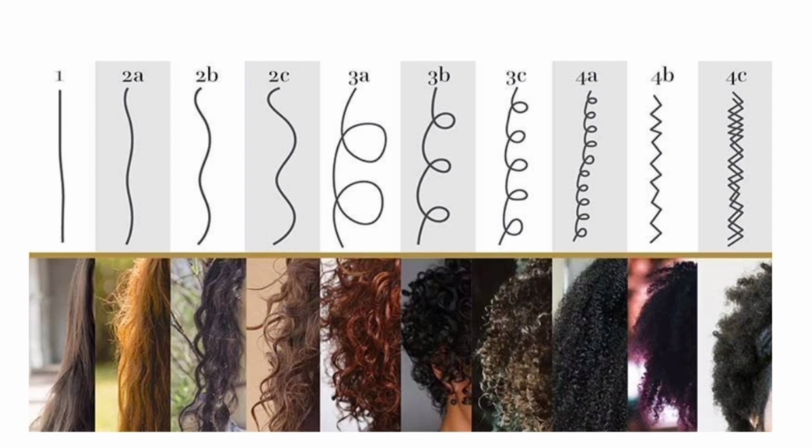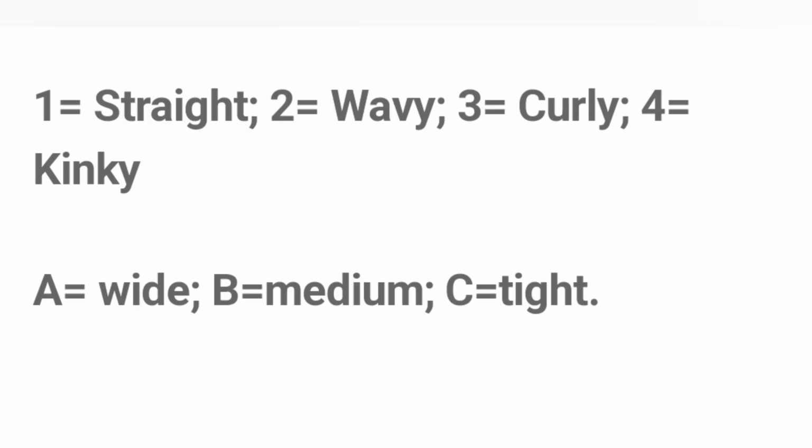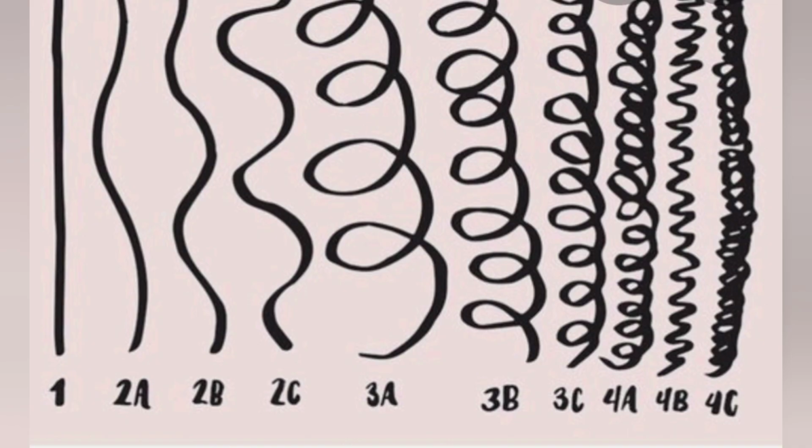So type A's have a wider pattern, type B's a medium pattern, and type C's are the smallest of the three. So when I say that I have 4C hair, what I'm saying is that the actual shape of most of the strands on my head are coily, in that the diameter of the coil is very small, almost not visible. Does that make sense? So type 1s, like I said, are straight, type 2s wavy, type 3s curly, type 4s kinky. And the diameter can either be wide, medium, or tight, or small.